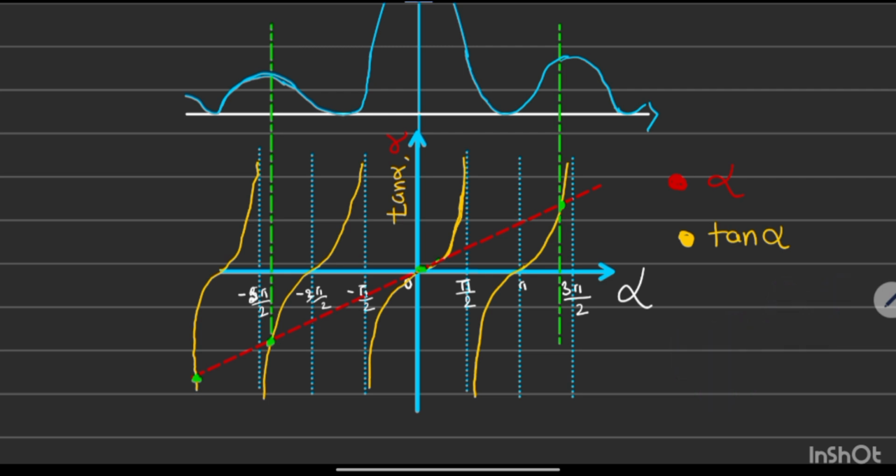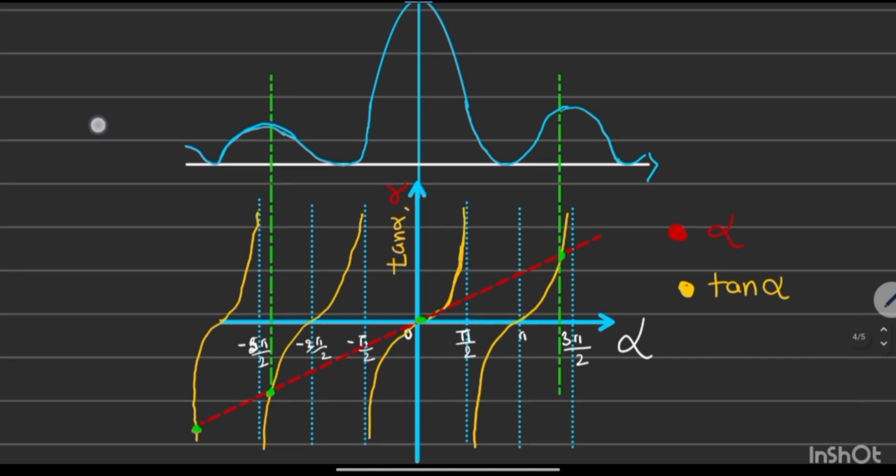You can see when alpha is equal to 0, tan alpha is equal to 0. When alpha is equal to pi by 2, it is tending to infinity. Again at pi, tan alpha is equal to sine pi by cos pi, which is 0, so the tan alpha function goes to 0, and at 3 pi by 2 again it goes to infinity. It is an odd function also, so on the negative side it has to go similarly.